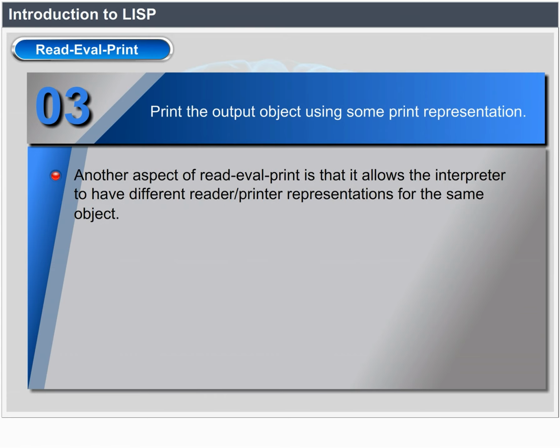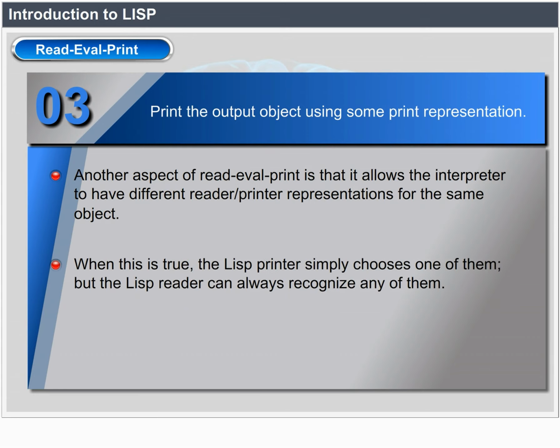Another aspect of read, eval, print is that it allows the interpreter to have different reader or printer representations for the same object. When this is true, the Lisp printer simply chooses one of them, but the Lisp reader can always recognize any of them. Next, we will consider evaluation, the second step of the loop.